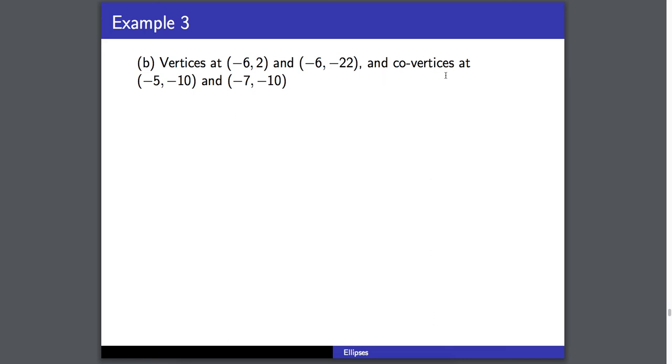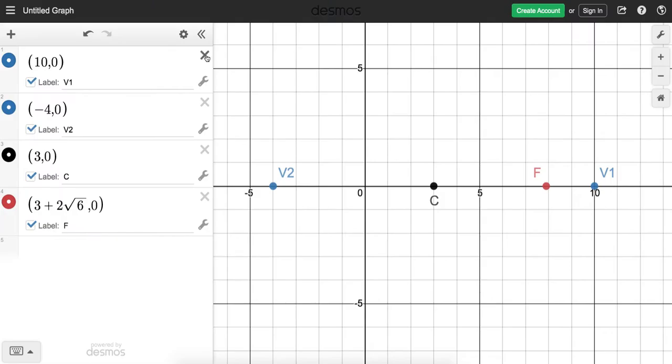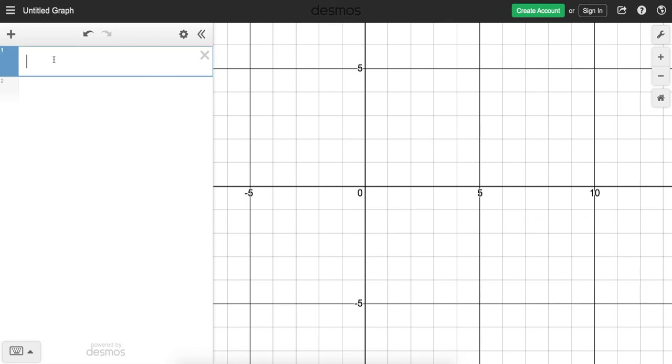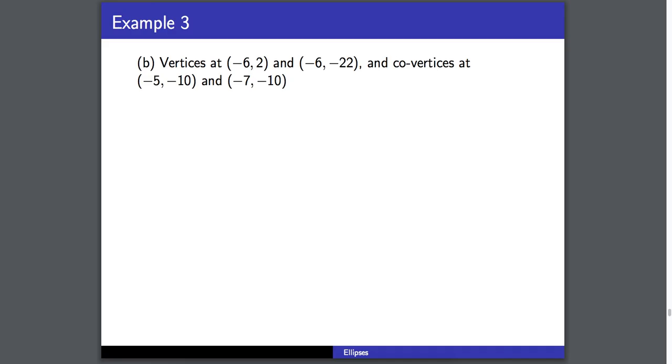So covertices, we didn't really talk about them too much, but we did mention them in the very first video. They are on the minor axis, which is perpendicular to the major axis. The major axis contains the vertices. But let's go ahead and plot these points just to get a visualization of what's going on. Again, I very strongly recommend you graph as much as you can.